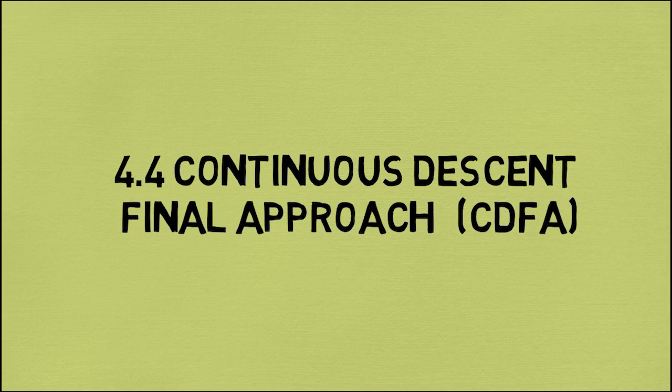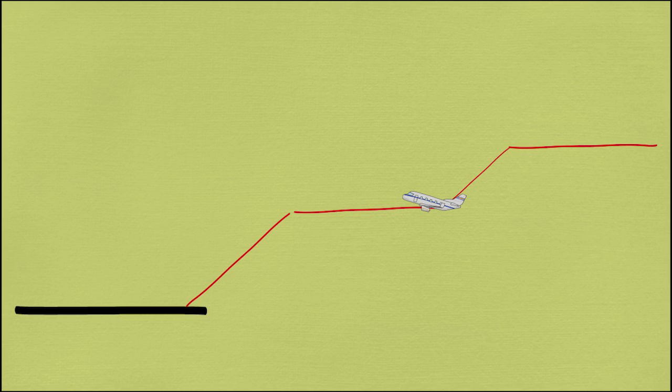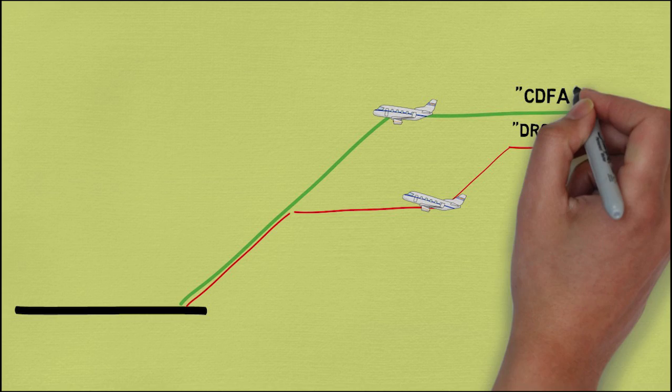Now, for RNAV approaches, as with all other non-precision approaches, it's worthwhile revisiting a well-known concept referred to as continuous descent flight angle, or CDFA. For reasons difficult to understand, a lot of approach profiles are still designed in the old-fashioned drop-and-drag style, with a series of step-downs before the final descent. But for a long time, the industry has adopted the method of descending from a higher platform in a single continuous descent.